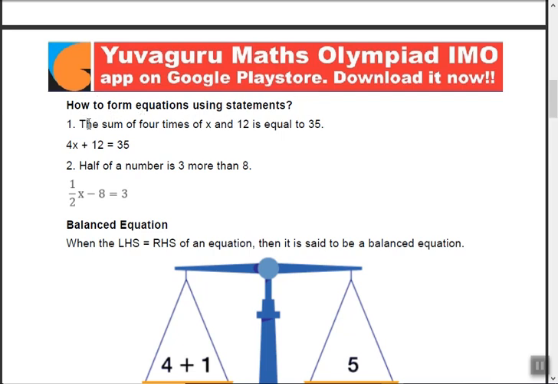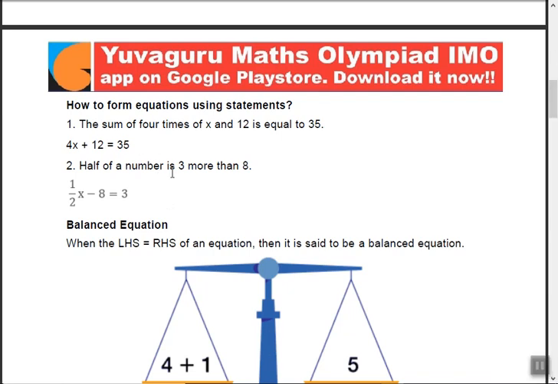Let's see an example. The sum of 4 times x and 12 is equal to 35. Sum of 4 times x: 4 times means multiply, and 'of' means multiply, 4 into x, and 12 means plus 12 equals 35. See this, it's written like this. Similarly, the second one: half of a number means x upon 2, and 3 is more than 8. Means what?